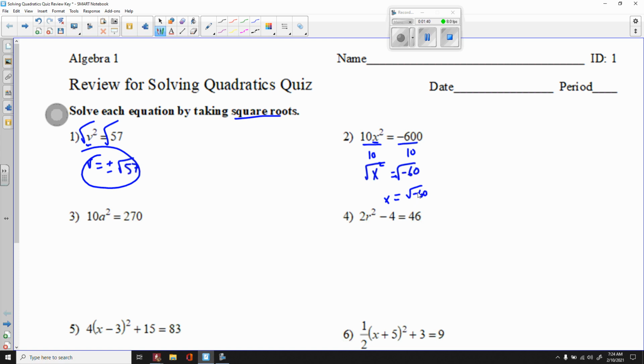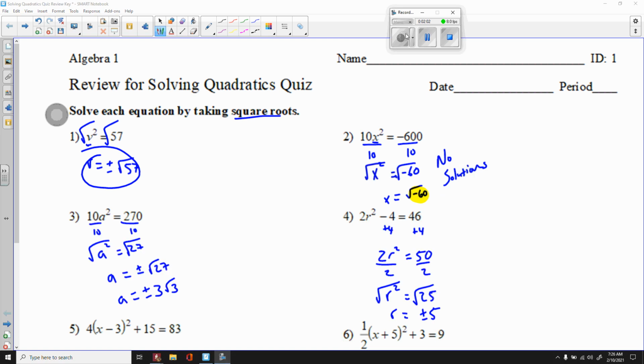And the one thing I do want you guys to notice is when I do take a square root of a negative number, that's not possible. So we're going to wind up with this situation where we have no solutions. And we can't take the square root of a negative. Right, check your answers for the rest.